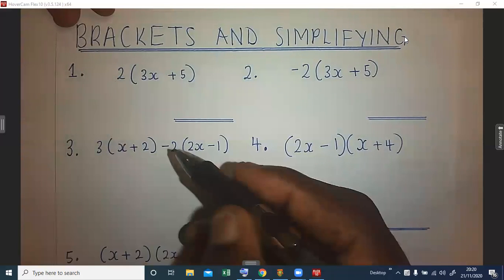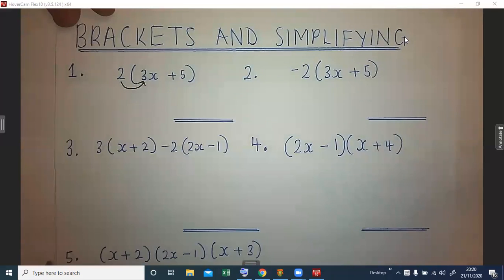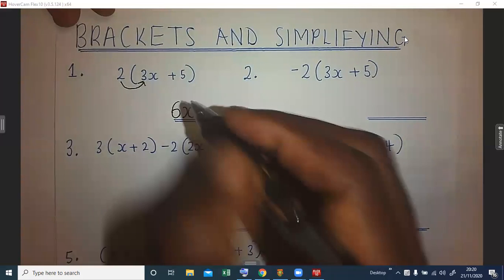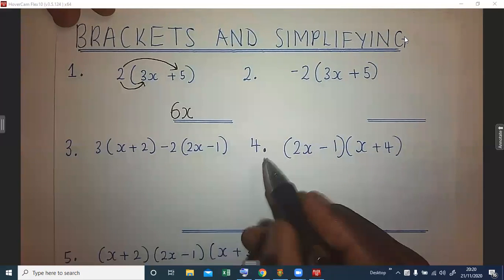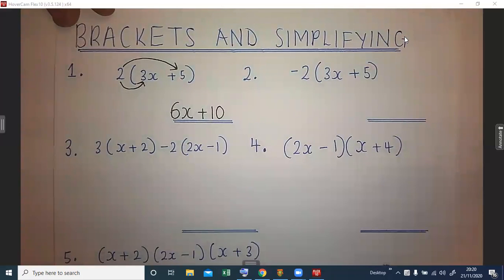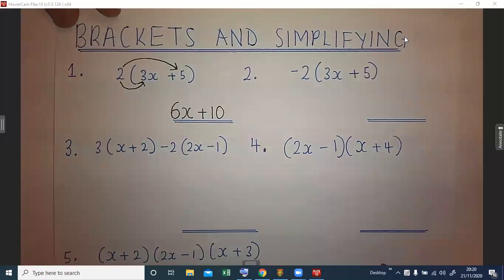So in this case, we mean these two will multiply with that 3 and we shall get 6x. And again, these two must also multiply 5 and we shall get 10. This is how we basically open one bracket.